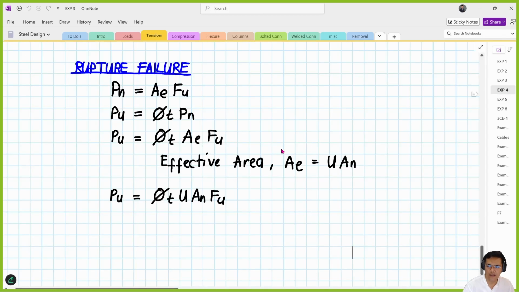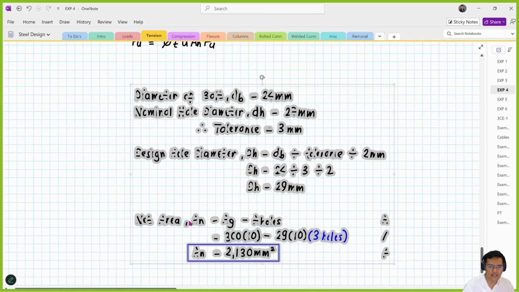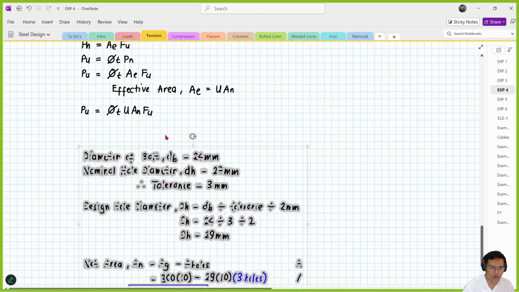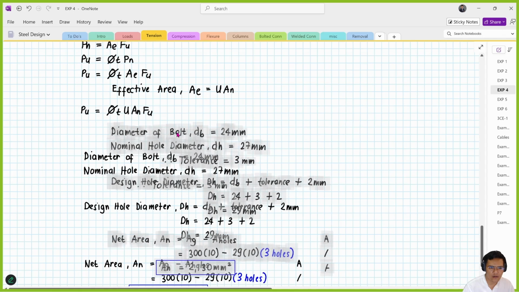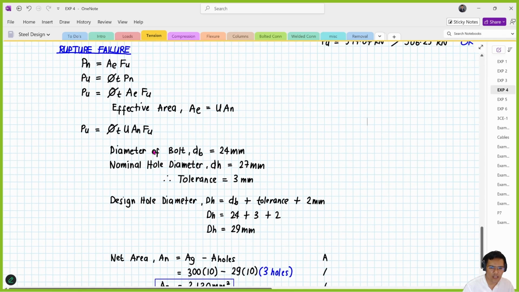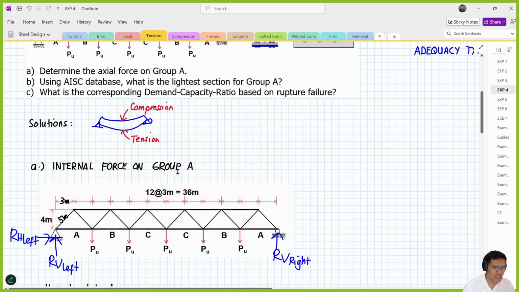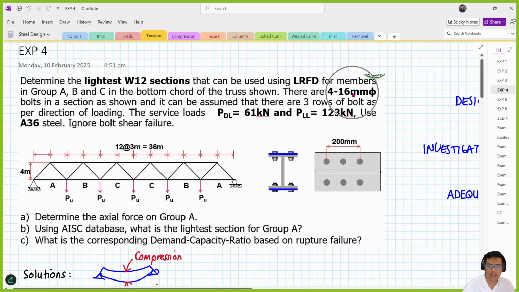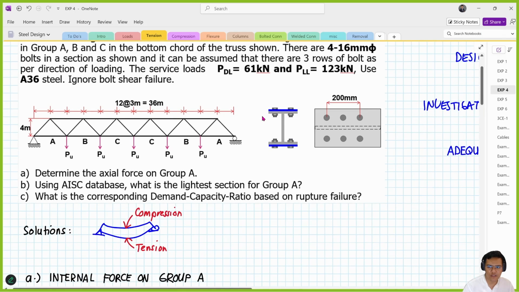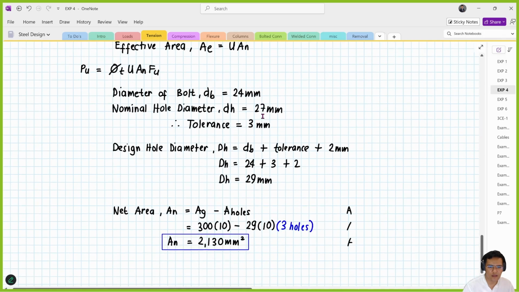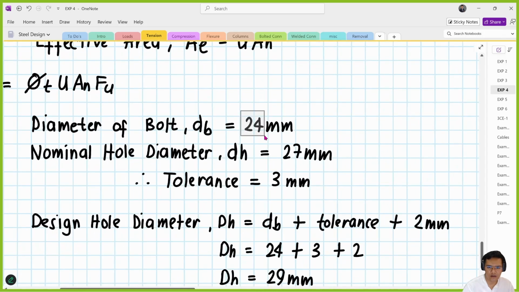Okay? So sige. First step, define natin daw yung ating nominal hole diameter. Diameter of bolt. Ano ba yung given na diameter of bolt? The diameter of bolt as per problem is 16 mm. And sa problem kasi, wala siyang binigay na hole kung standard ba or oversize. So, sabi natin, walang given, assume standard. So, 16 mm ang diameter ng bolts, tapos standard.